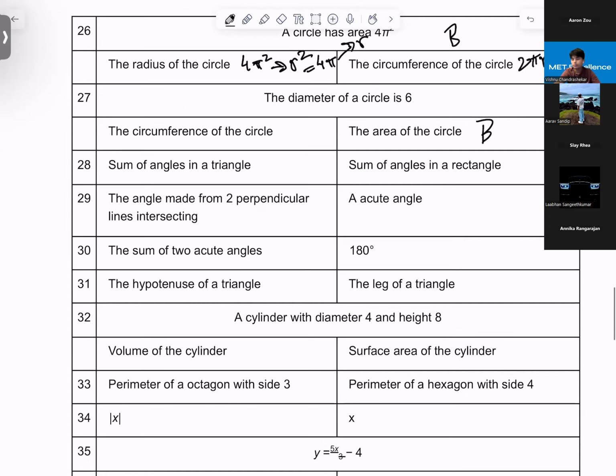All right, 28. The sum of angles in a triangle is always going to be 180 degrees. Then a rectangle, again, a rectangle is a quadrilateral, and they always have 360 degrees. So it's going to be B.